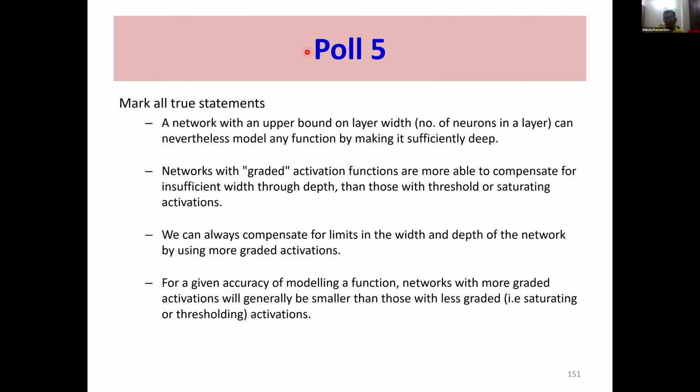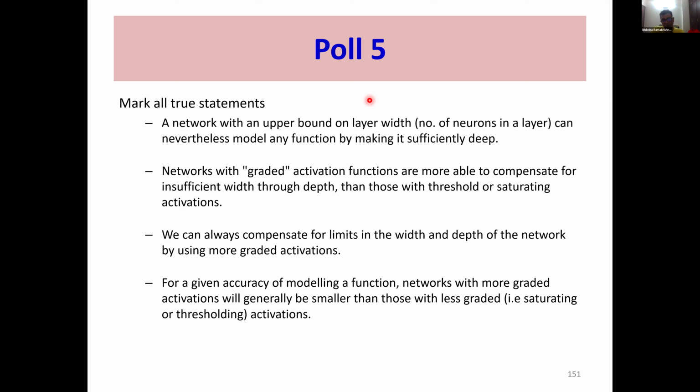So there's a final poll. I've already told you what the correct statements are. Is that first statement true? A network with an upper bound on layer width can nevertheless model any function by making it sufficiently deep. Is this true or false? False, right? Because we just saw that. Networks with graded activation functions are more able to compensate for insufficient width through depth than those with threshold or saturating activations. True or false?